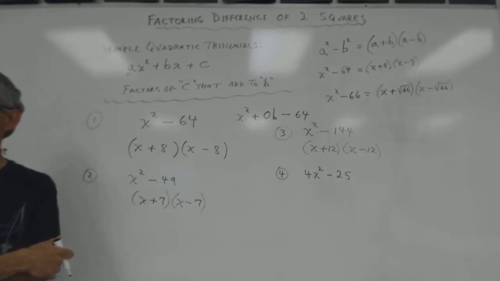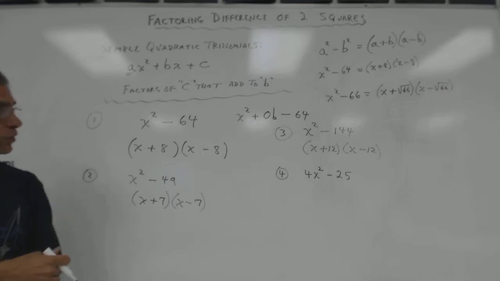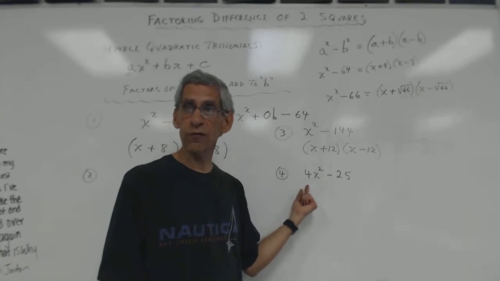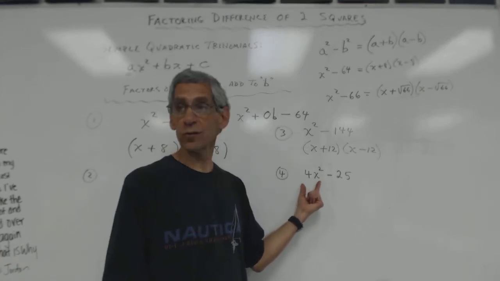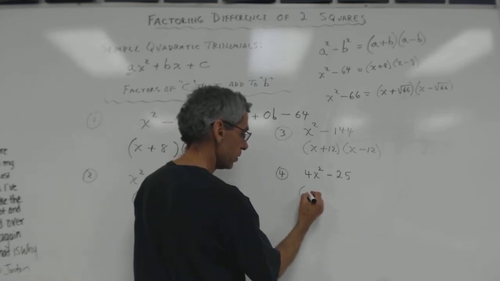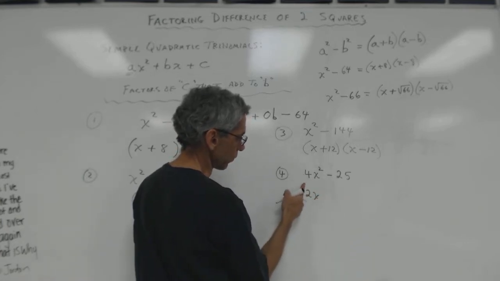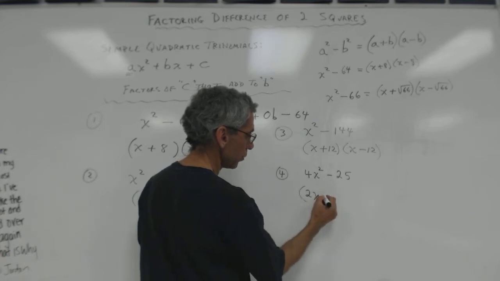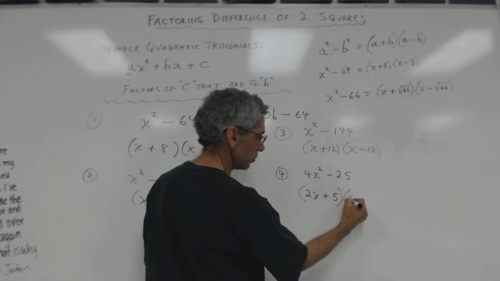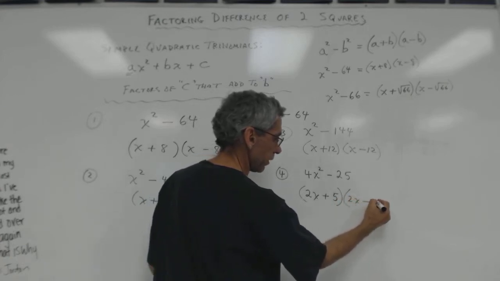Yeah, Lila? Would it be 2x plus 5 and 2x minus 5? What do you think? Does that make sense? So she's saying take the square root of this whole thing. The square root of 4 is 2. The square root of x squared is x. That sounds like it might work. Let's try it. 2x plus 5 times 2x minus 5, since the square root of 25 is 5.